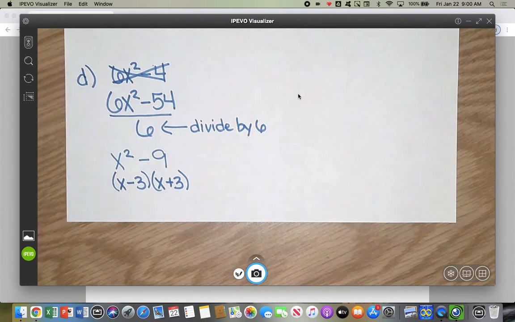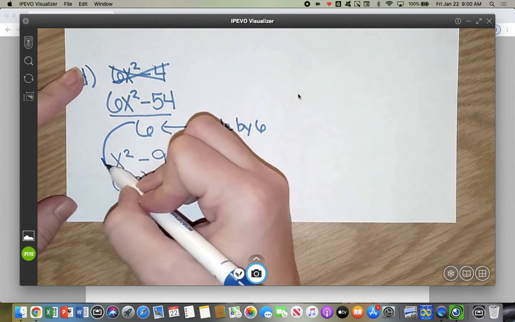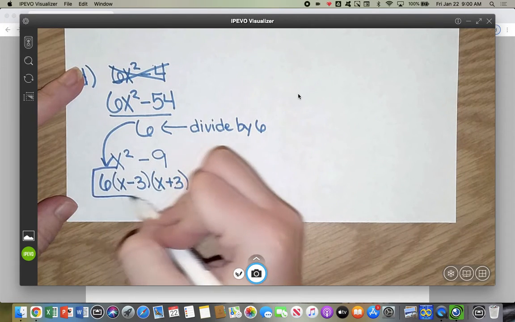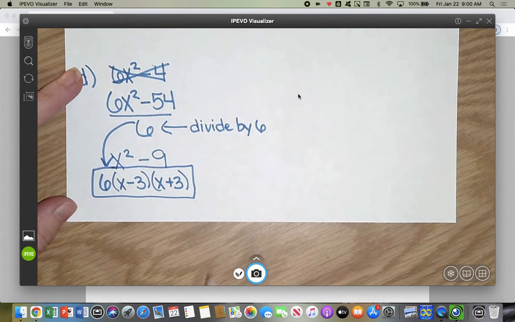Now, what did we divide by to make that work? 6. So we're going to just multiply that 6 back at the end. We divide by 6 to make it do what we want, and then we multiply it back in. We don't even have to distribute it, just throw it in the front. So do you guys want to do one more like that? Yes.